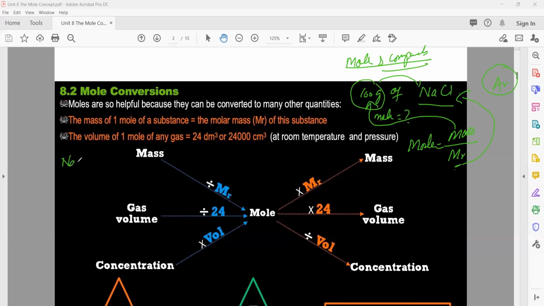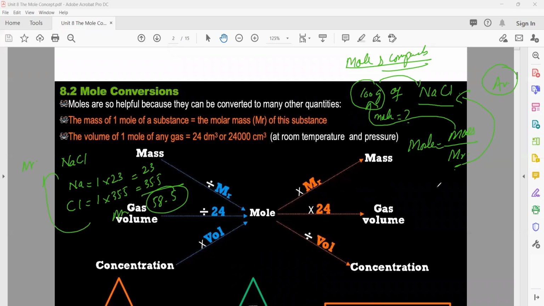How to find MR? Remember in the previous lecture we did the MR of NaCl. Which atoms? Na. How many atoms? One. Chlorine, how many atoms? One. For sodium, what is the relative atomic mass? 23. For chlorine? 35.5. So it will be 23 plus 35.5. If you add it, it will be 58.5. Now this is the MR of NaCl.